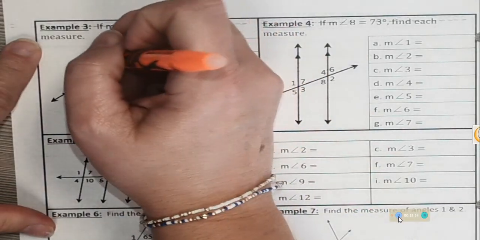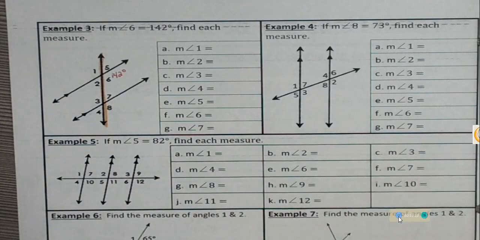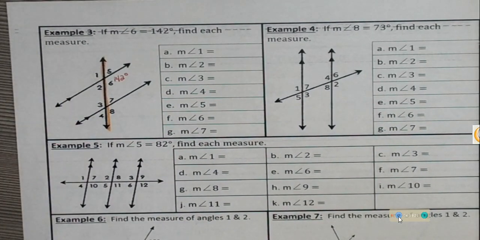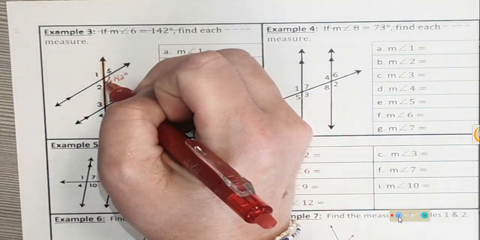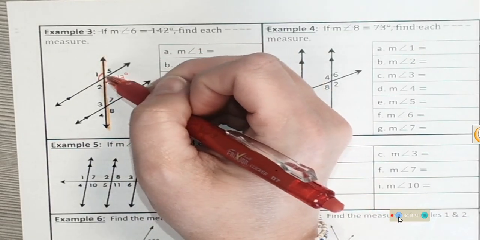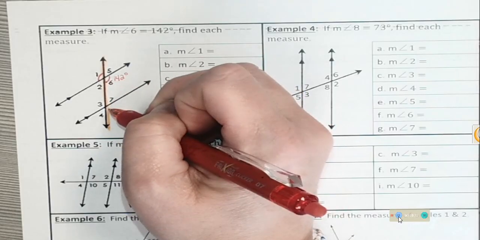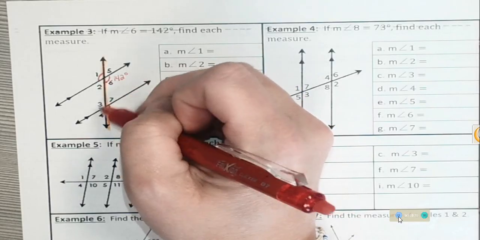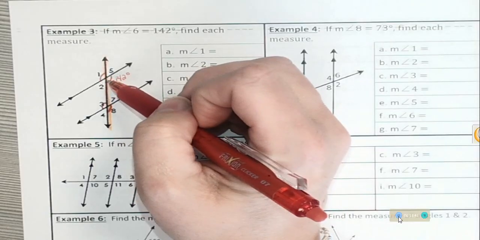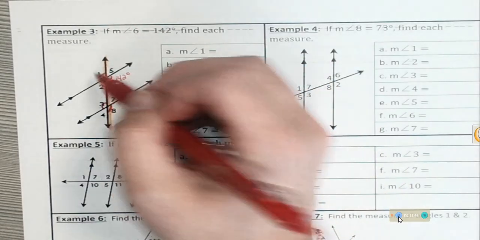Now this is your transversal. That is a transversal that cuts these two parallel lines. You can zigzag down a transversal. You cannot zigzag down a parallel line. So 142 is immediately equal to 1 because those are vertical angles. The reason the zigzag works is 6 is corresponding to 8 and 1 corresponds to 3. Zigzag, zigzag. So if 6 is 142, what's 1?